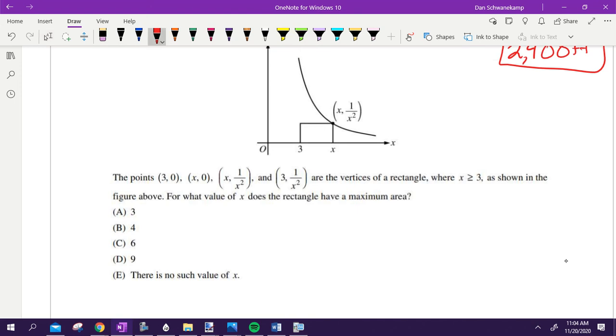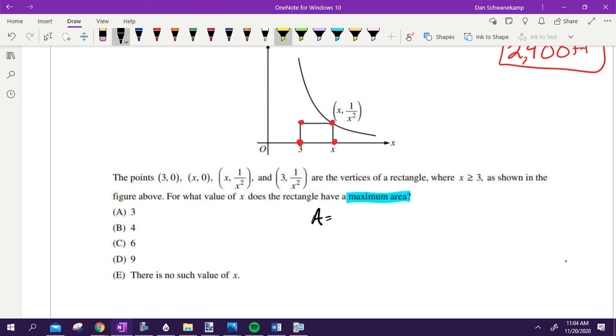The points 3, 0, x, 0, x, comma 1 over x squared, and 3, comma 1 over x squared are the vertices of a rectangle, where x is bigger than 3. For what x does the rectangle have a maximum area? We are trying to maximize area. So when I read that, I'm thinking, all right, this is an optimization equation. I'm trying to maximize area.